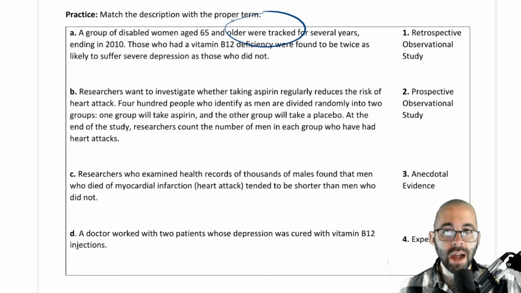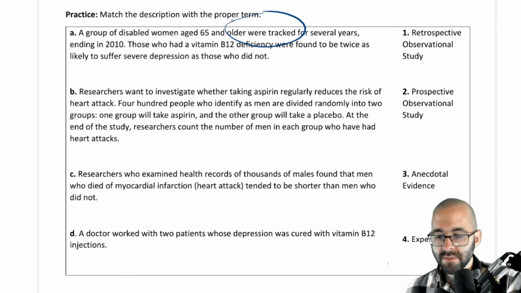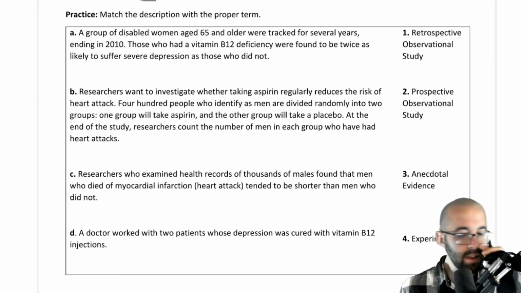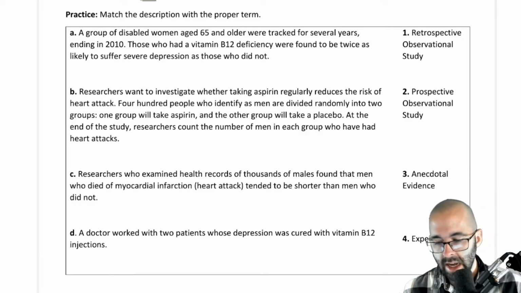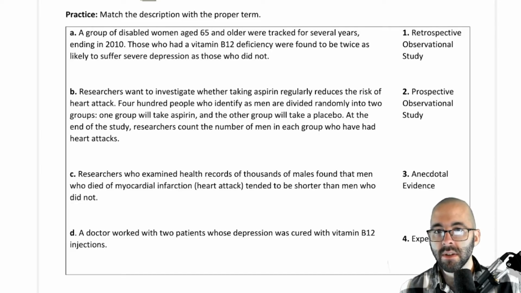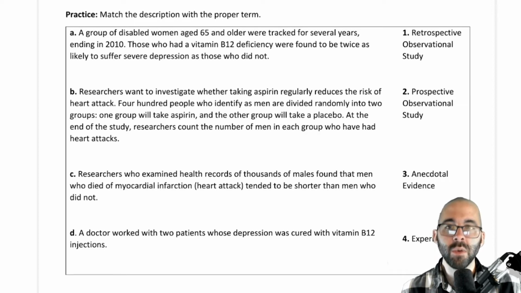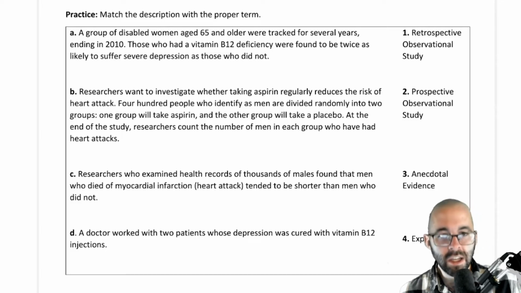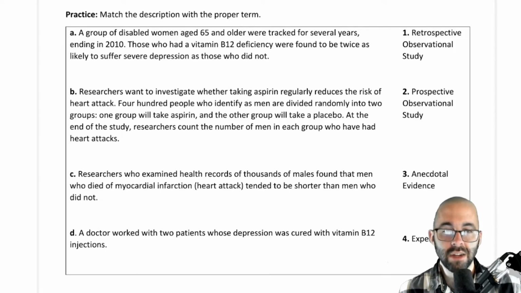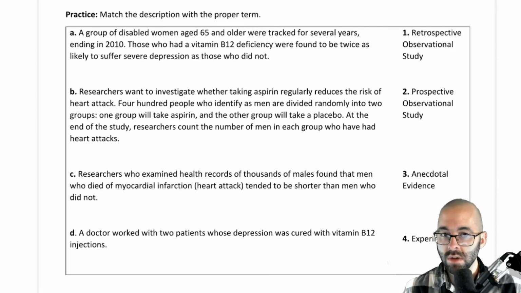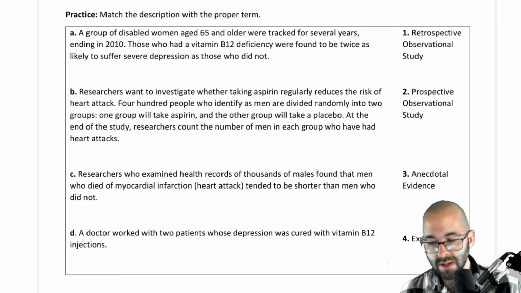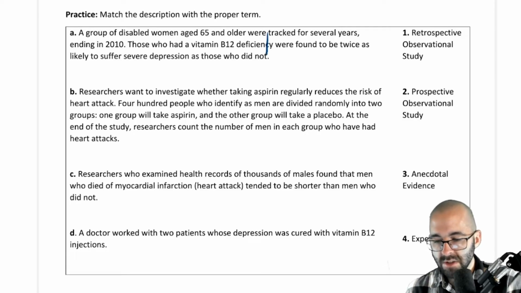They were tracked. We looked. We were watching them, and it was going on for several years. Those who had a vitamin B12 deficiency were found, no, we're just looking at the data. We're looking at who had a vitamin B12 deficiency, and we're looking at who suffered severe depression. So that's not a control. There's nothing being applied. There's no treatment.